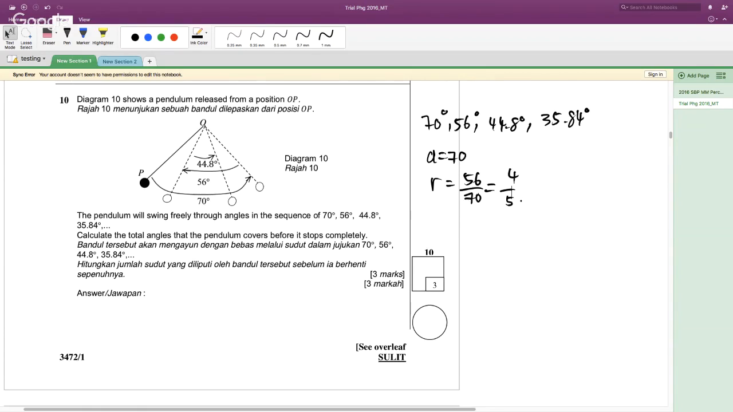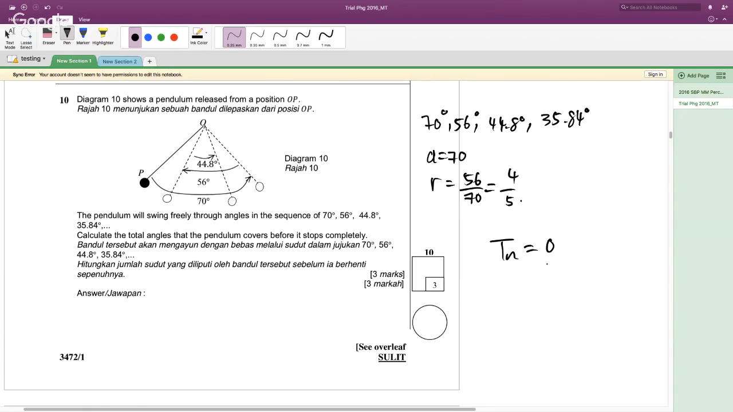Okay, before it stopped completely, this one is a little bit tricky because a lot of students do not know at which term it will stop. So what you can try to do is Tn equals 0, because 0 means it stopped completely. You have no angle at all. So if you have no angle, it means 0, but then you will see some problem because it's GP.